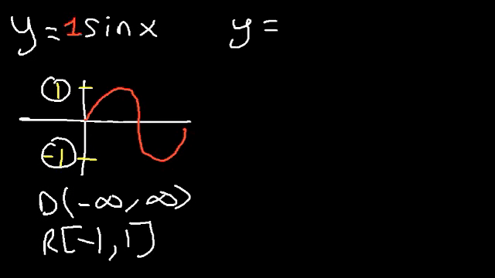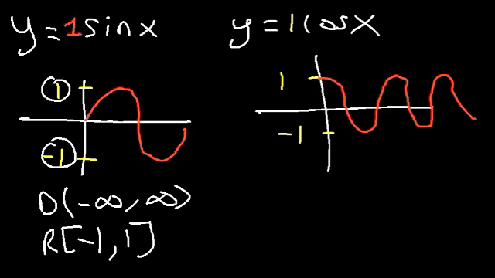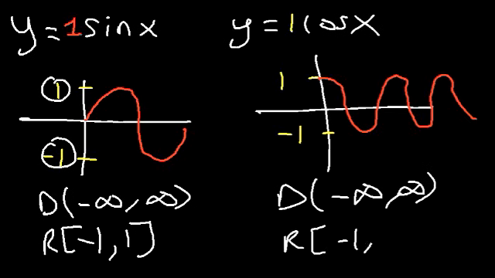So for cosine, the situation is the same. Cosine starts at the top, so it looks like this, but it can keep going. But the amplitude is 1, it's going to vary from 1 to negative 1. The domain for a cosine wave is always going to be negative infinity to infinity. That's going to be the same. The range in this case is also negative 1 to 1.